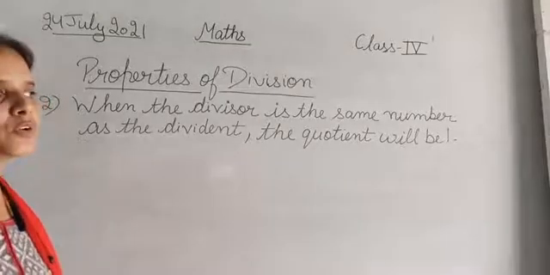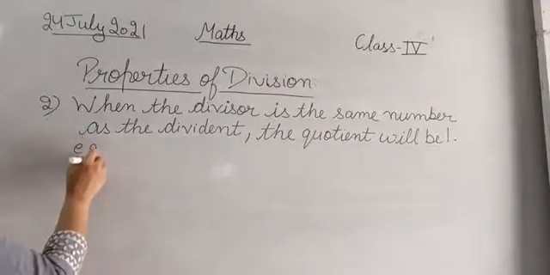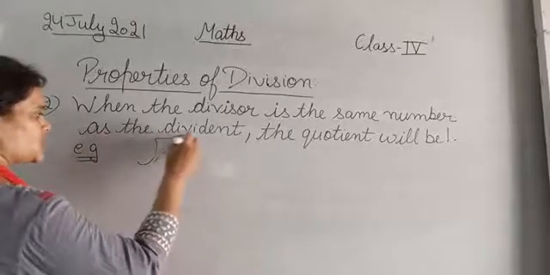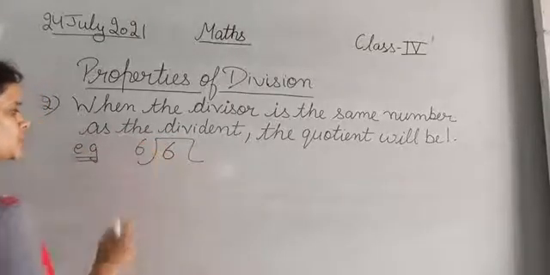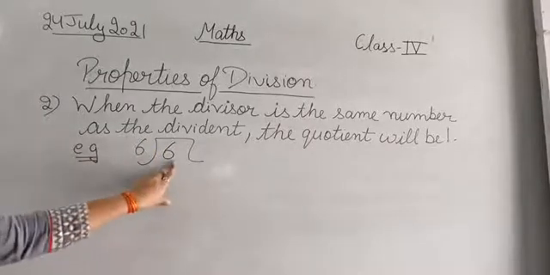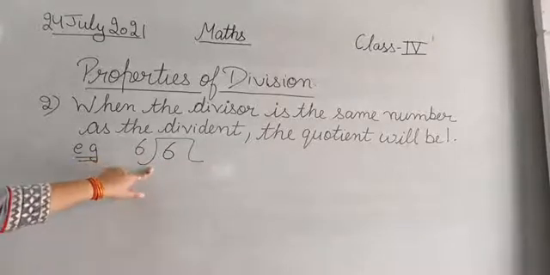So that I am going to explain with the help of some examples. So let's see the examples first. Okay, suppose this is the first example. Suppose you have to divide 6 with 6. That means this 6 is the dividend and this 6 is the divisor. So both dividend and divisor, they both are 6.